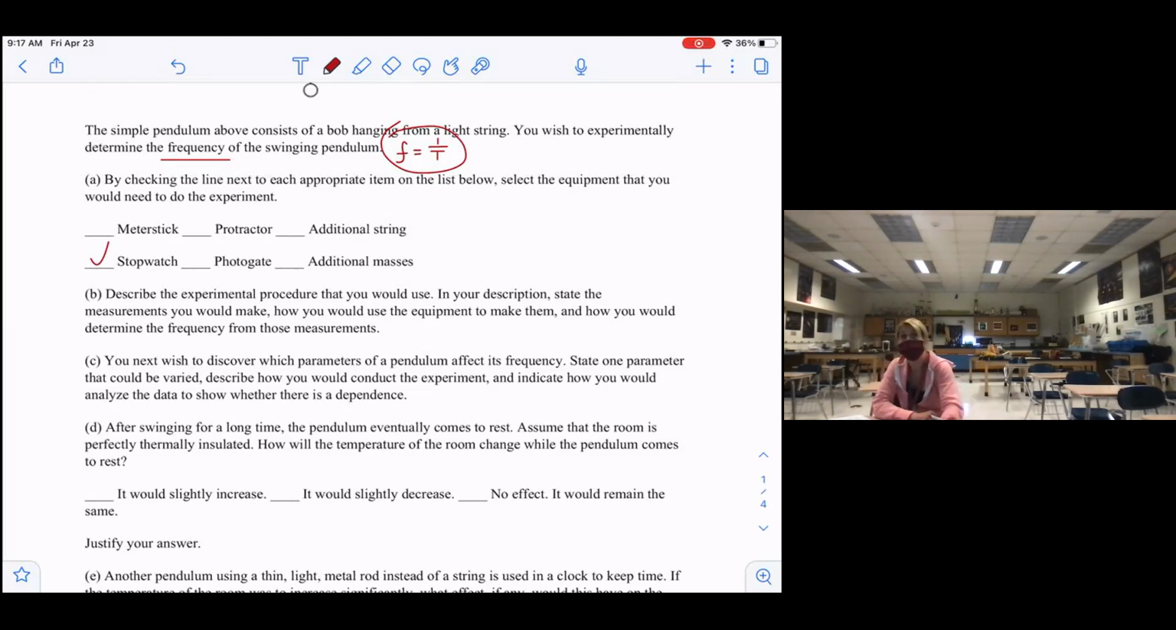Will mass affect the frequency? Will length of the string affect the frequency? Or will angle affect the frequency? Okay, so you could choose any one of those three. I had a height one too, which is really the same as angle.